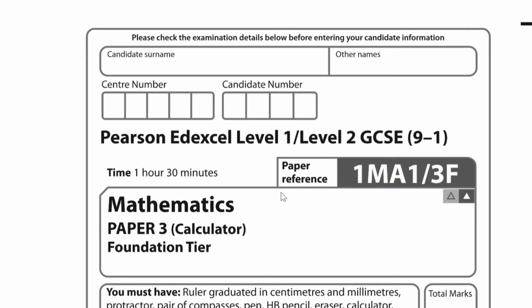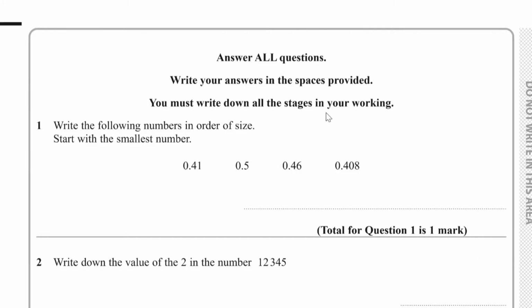This is the EdExcel GCSE 9-1 Maths Foundation paper 3 from the November 2022 series, and this paper is a calculator paper. Question number 1. We have to write the following numbers in order of size. Start with the smallest number.